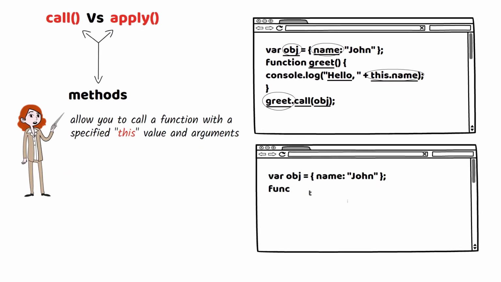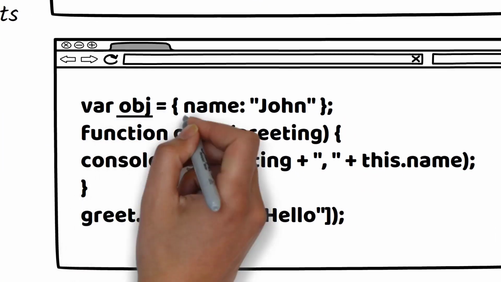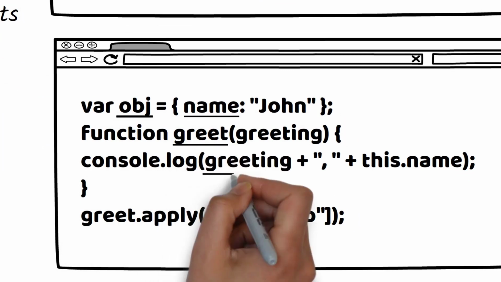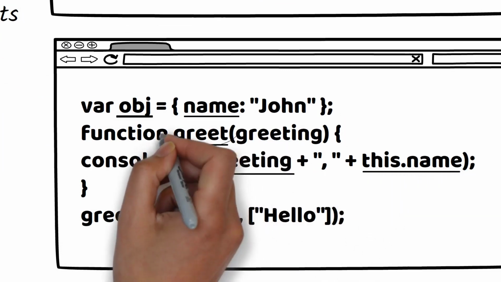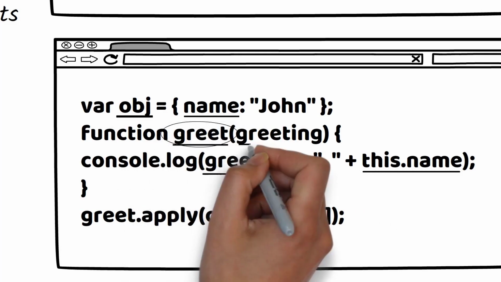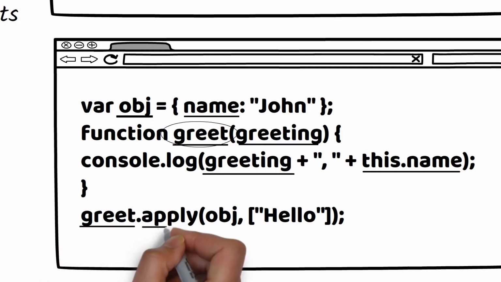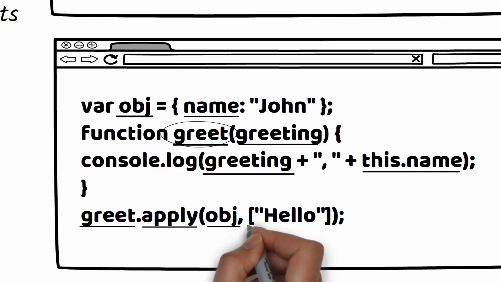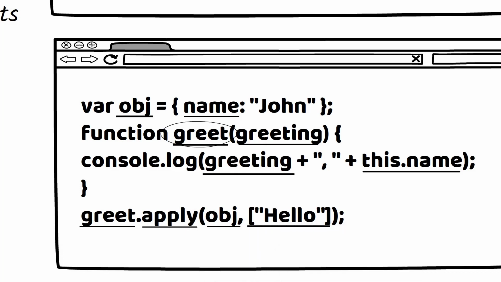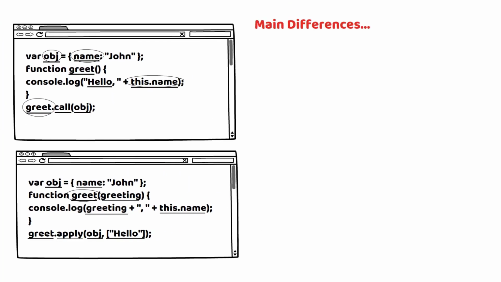In this example, we are again defining an object obs with a name property and a function greet that logs a greeting with the value of this dot name. Same. However, this time greet takes an argument greeting that is also included in the output. We then call greet with apply and pass in object as the this value and an array hello as the arguments. So what's the difference between these two methods?